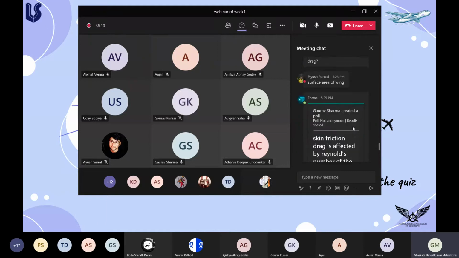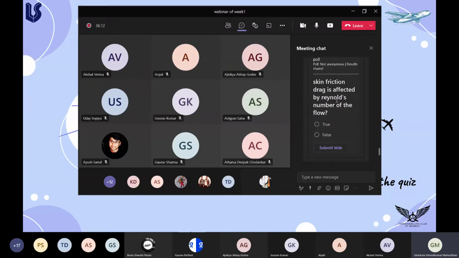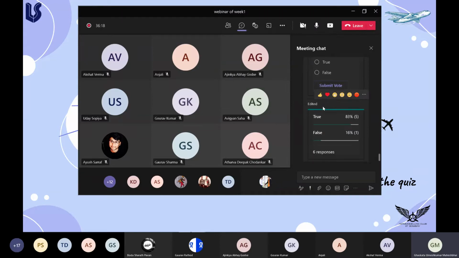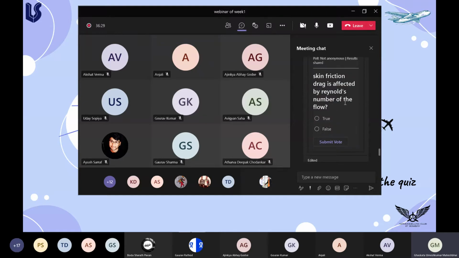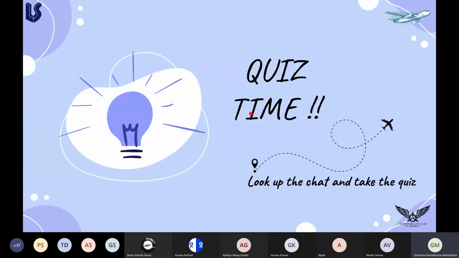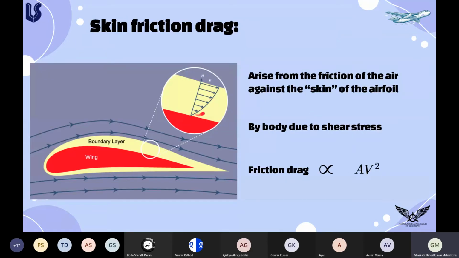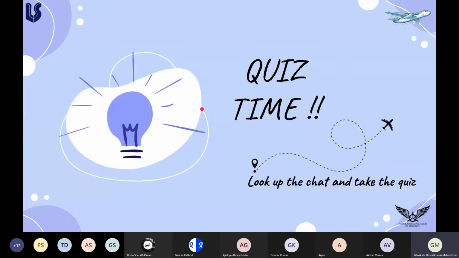Okay. And this is the second poll. Skin friction drag is affected by Reynolds number. So many of you gave the correct answer. It is affected by Reynolds number, because Reynolds number is generally inertial force divided by viscous force. Viscous force is affected by the shear stress, and this will be affected by the Reynolds number. Okay, so this is the basic phenomenon. I hope it's clear now.